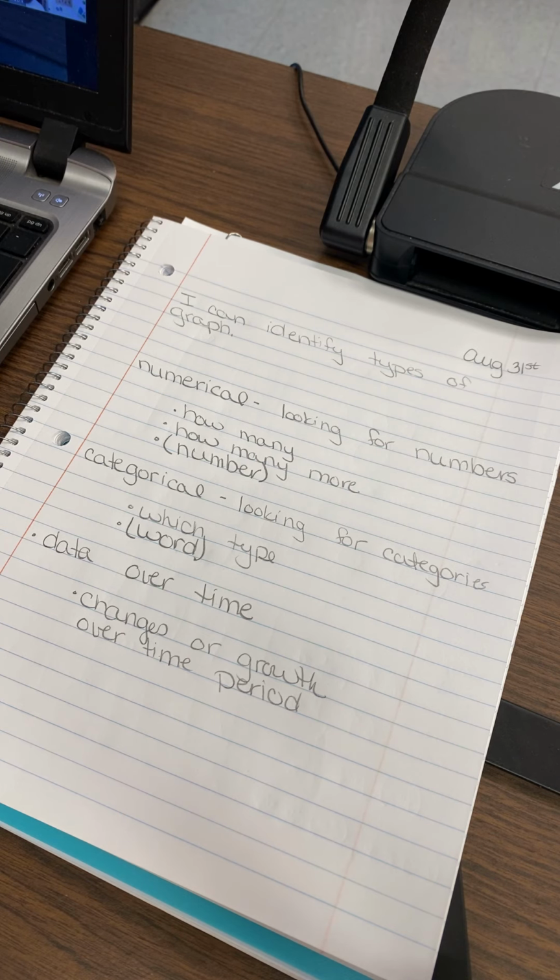So data over time is something where you take a period of time, whether it be a week, 3 weeks, or 3 years. It doesn't really matter as long as you have a set amount of time and you are measuring the same thing each time. Okay? Yes.